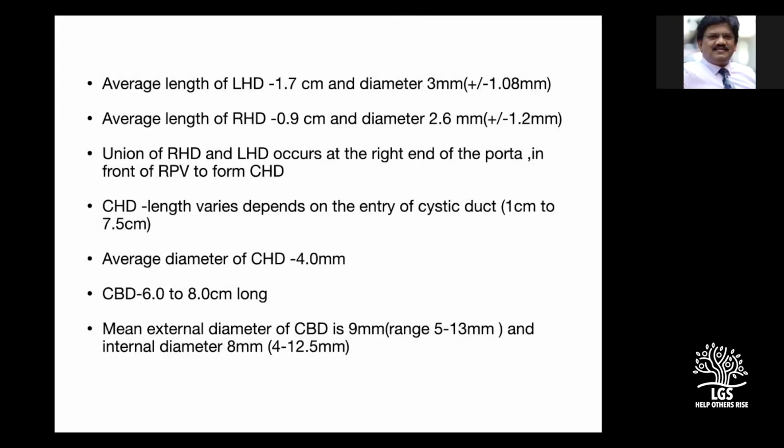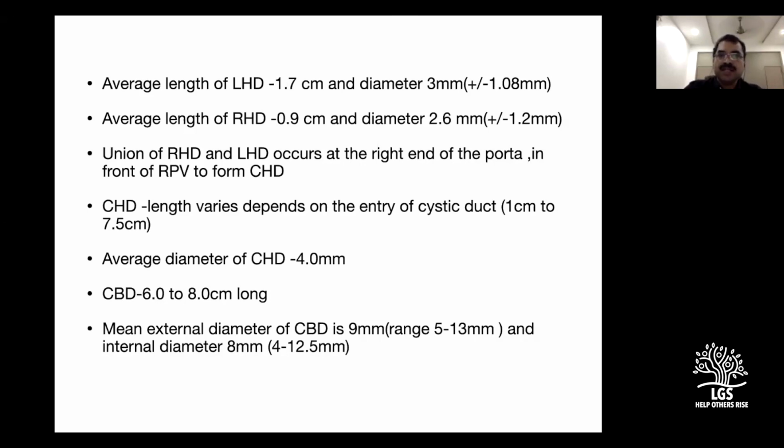The average length of the left hepatic duct is 1.7 centimeter and the diameter is around 3 millimeter. So the left hepatic duct is longer than the right hepatic duct. That is why, when you do surgery for hilar cholangiocarcinoma, you prefer a right trisegmentectomy rather than a left trisegmentectomy, because we get a longer margin on the left side. And the diameter of the left duct is larger than the diameter of the right duct.